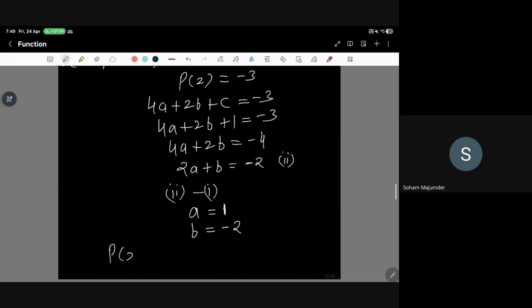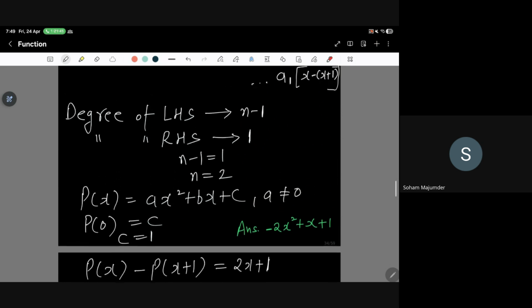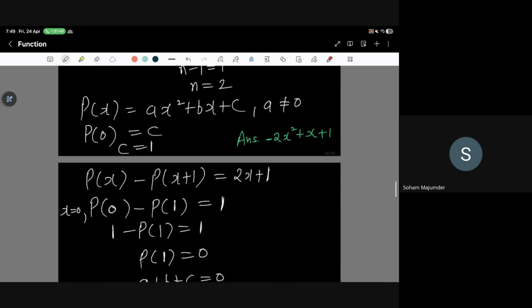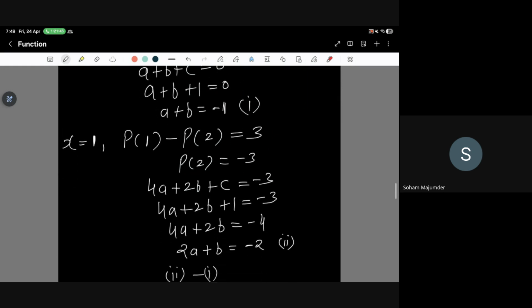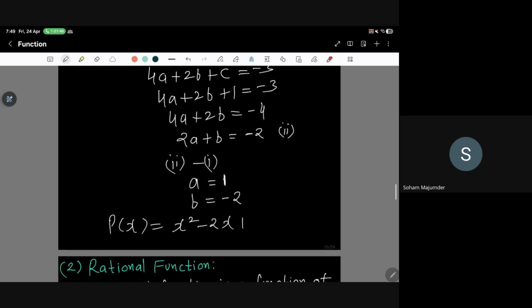So x square minus 2x, and c is our 1. Yes, any doubts in this, anyone?